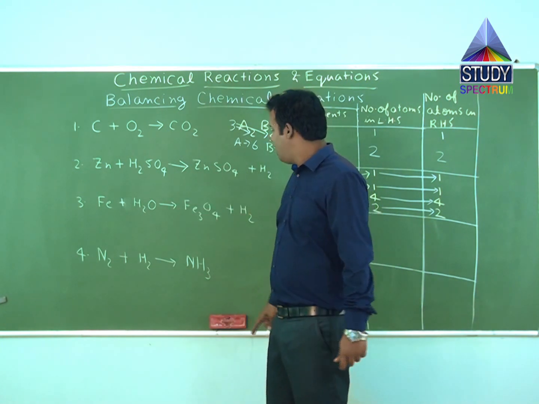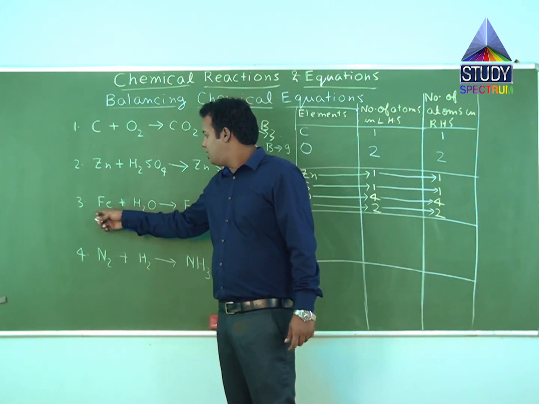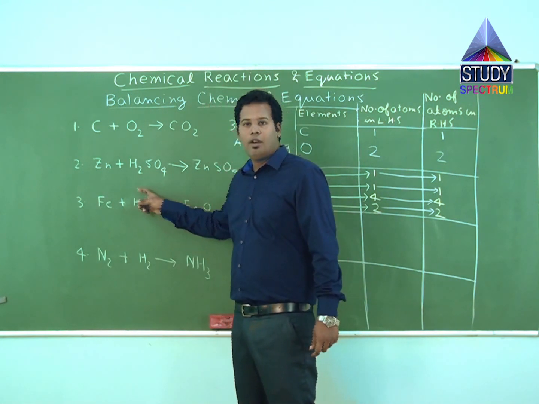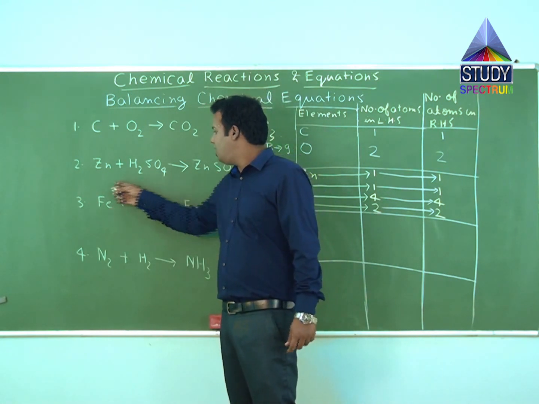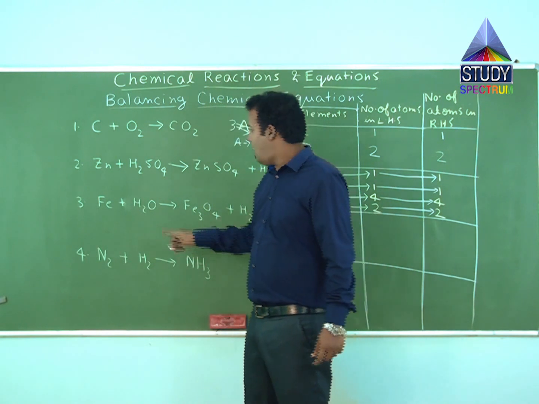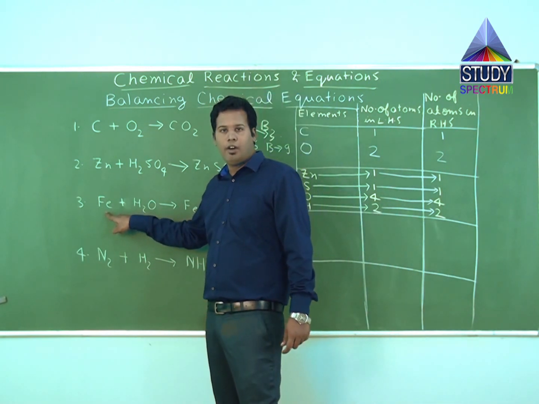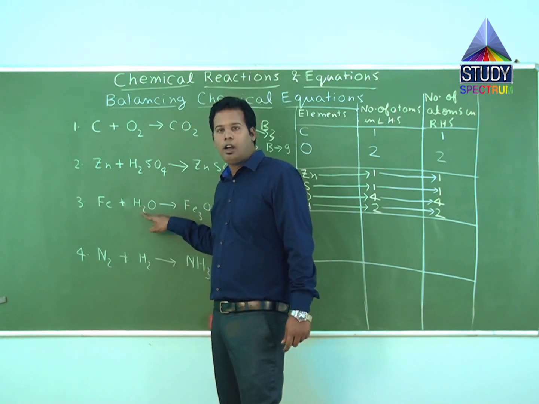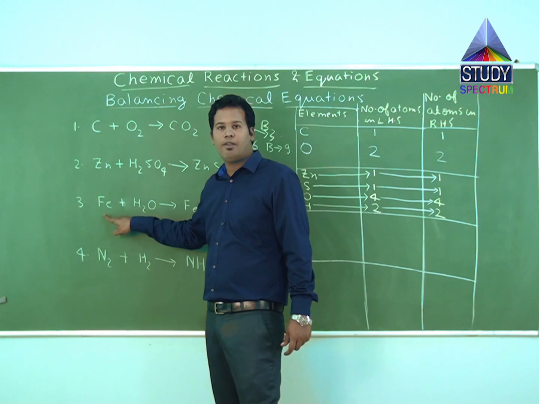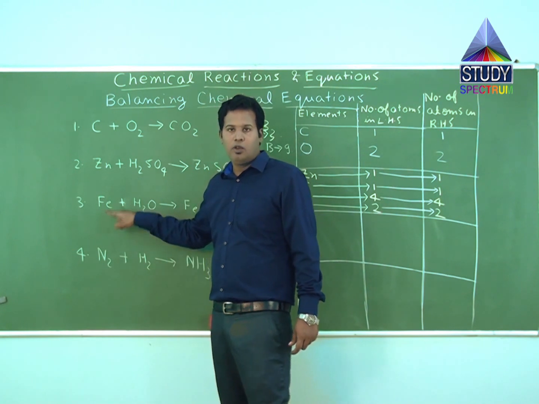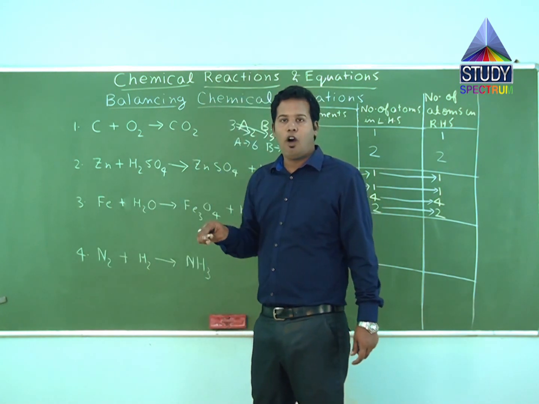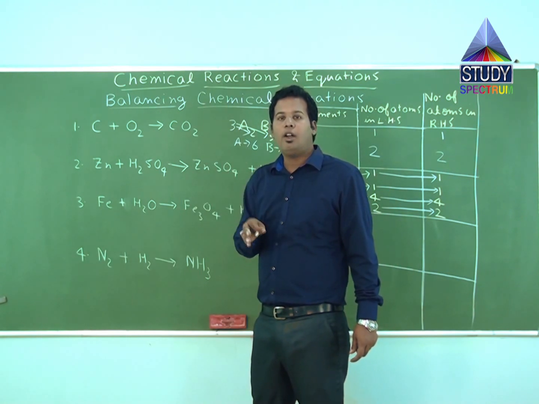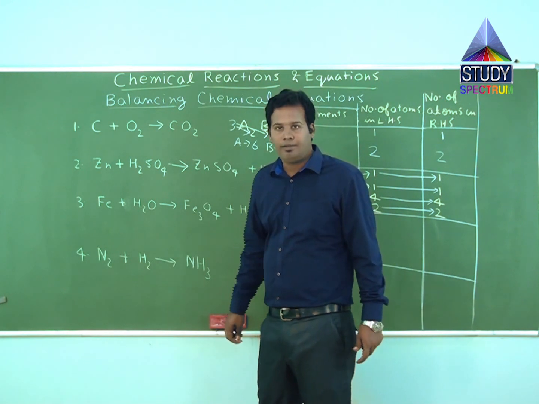Okay, now let us see how many number of atoms of Fe, that is iron, are there in LHS. Since iron is present in only the first reactant, it is not present in the second reactant. We will try to calculate the number of atoms from the first reactant itself. Correct? Using the same concept, coefficient of element or compound into suffix of that element in that compound.